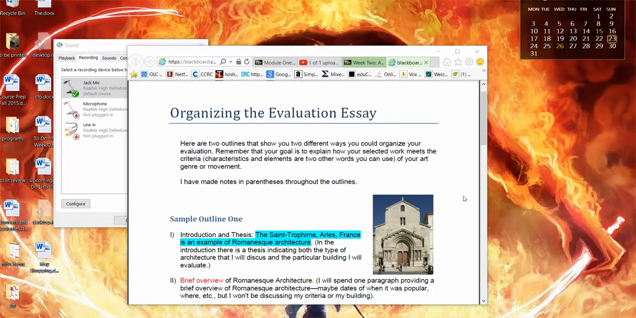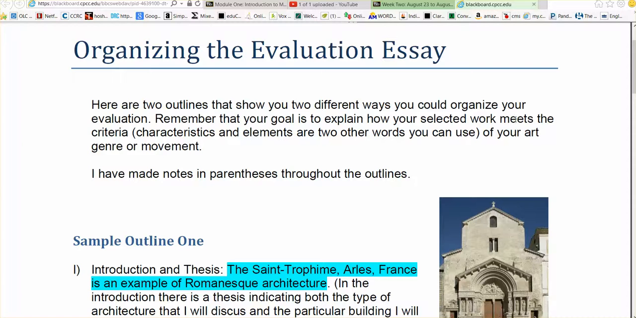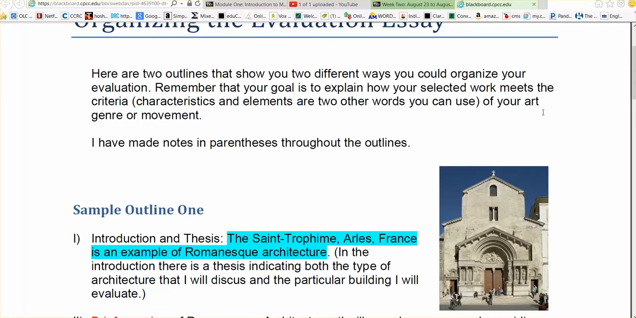Hey everyone. In this tutorial, I'm going to talk about organizing the evaluation part of your essay. An evaluation is when you are asked to make a determination about a particular topic, in our case art, and you're being asked to determine whether your particular painting is an example of the genre which it is from. Is it a good example?